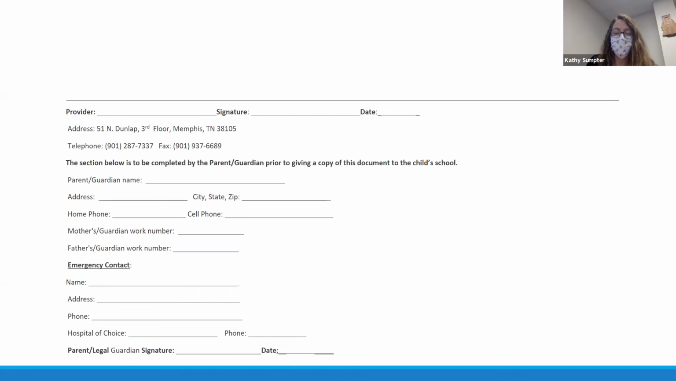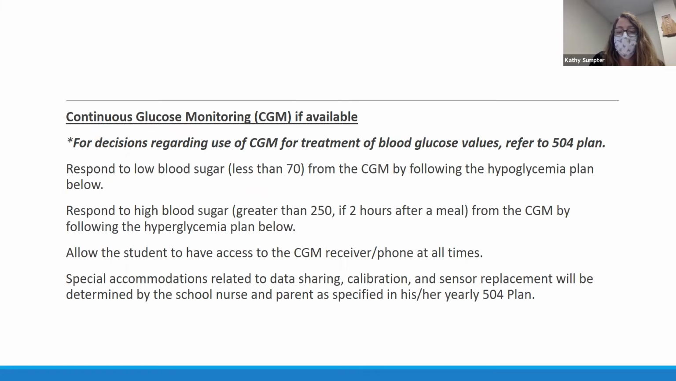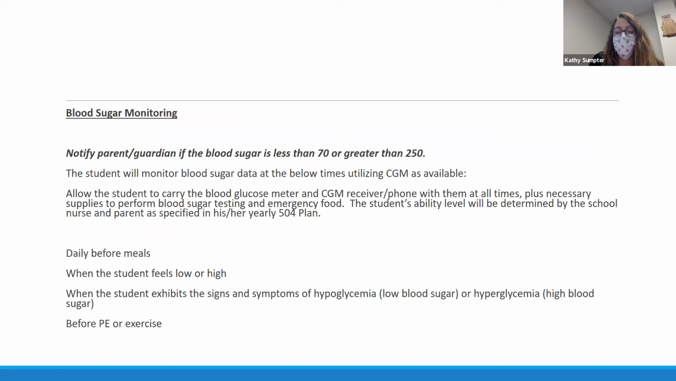So the next question is about continuous glucose monitoring. It says under blood sugar monitoring, you have the student will monitor blood sugar data at the below times utilizing CGM. The question is a clarification. Before recess or PE, do we go by CGM or do a finger prick to verify if CGM shows blood sugar is 100 or below or 250 or above? The parent is wanting to utilize the CGM and decrease finger pricks whenever possible. Good question.